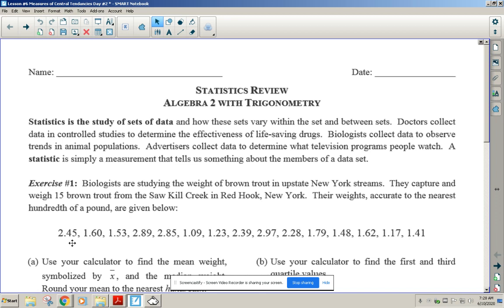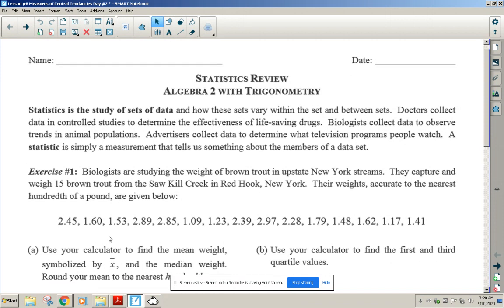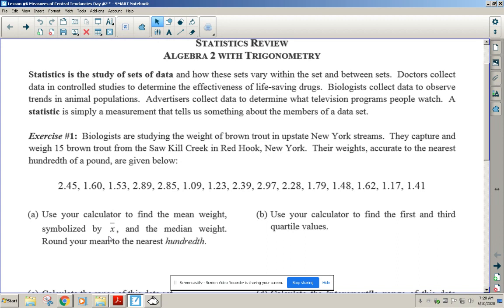Hello, this is day 2 of Measures of Central Tendencies. Here's another packet, and in case you had trouble with the first one, let's just go through it one more time with the calculator. If you are taking this first question about brown trout and the weights, we were given this list of data.